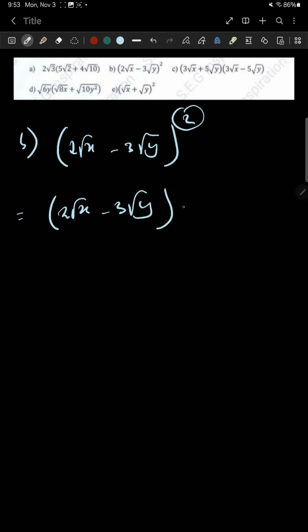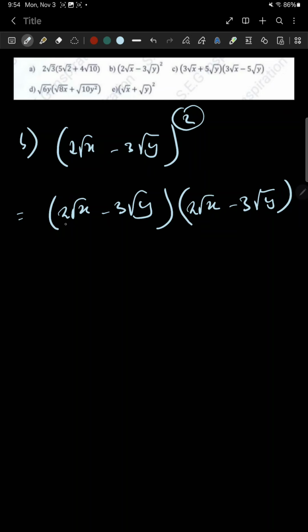If we have 2 square root of x minus 3 square root of y, squared, what does this mean? When you see a square, it means this is multiplying by itself 2 times, right? For example, x squared is the same as x times x, right? So this will be 2 square root of x minus 3 square root of y. It will multiply by itself. Do not make the mistake of changing the sign like that.